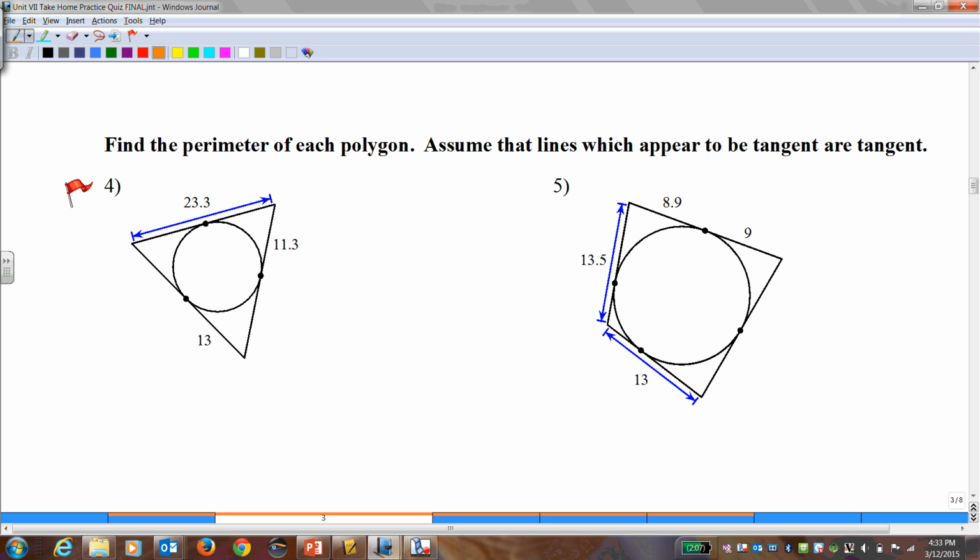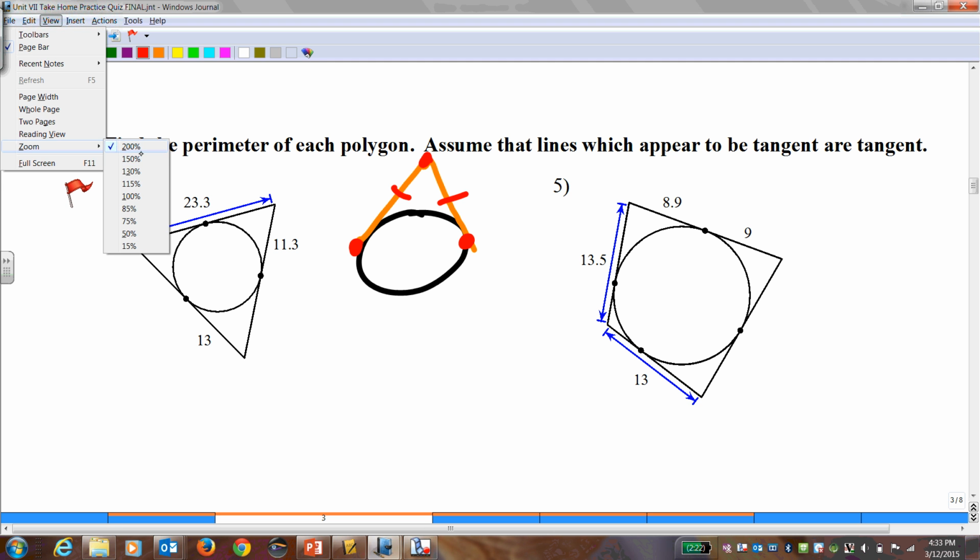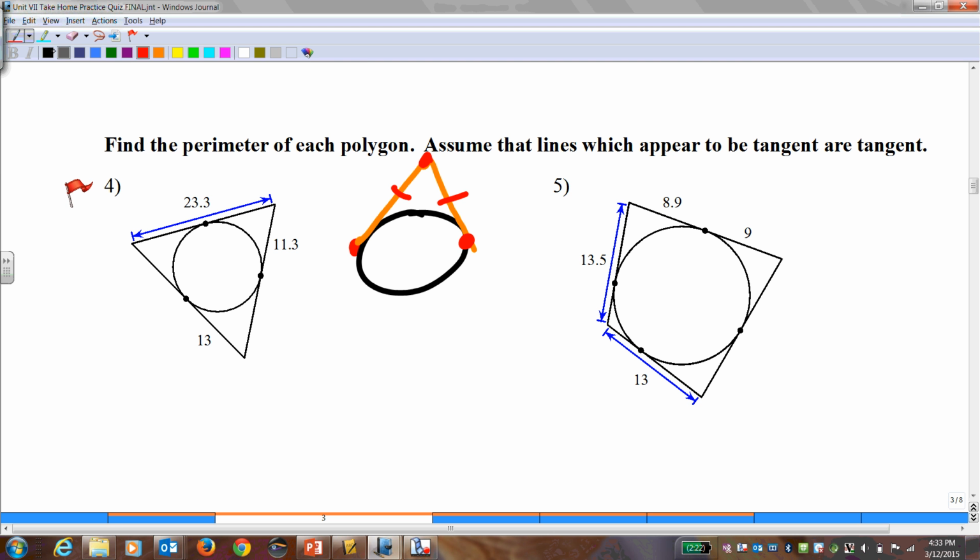Number 4 says find the perimeter of each polygon. Assume that the lines that appear to be tangent are tangent. This is based on the simple concept that if you have tangents from the vertex to the point of tangency, those are congruent. The easiest way to do these is to simply color code everything. So if you have some colors, get them handy. We're going to darken our vertexes here. We're going to start color coding the tangents.